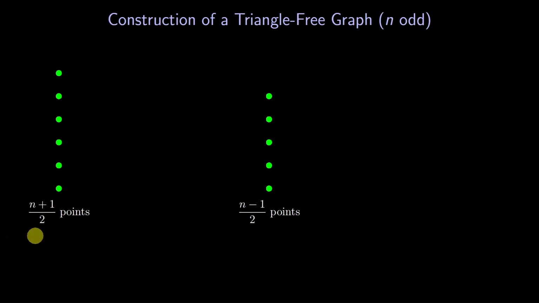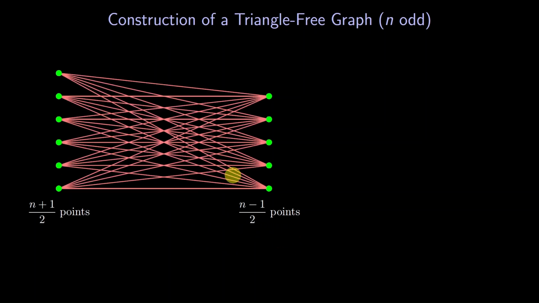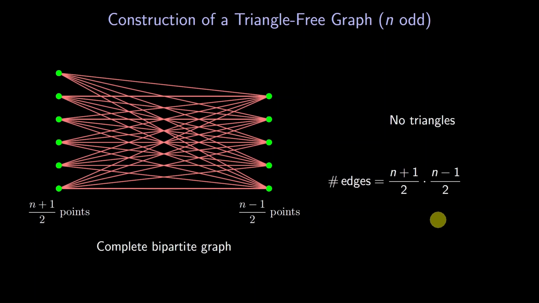We'll make the left and right sides as equal as possible. We'll still join every point on the left with every point on the right. In the odd case, the number of edges is (n squared minus 1) over 4. We've constructed triangle-free graphs with many edges, but are they the extremal examples? It turns out the answer is yes.